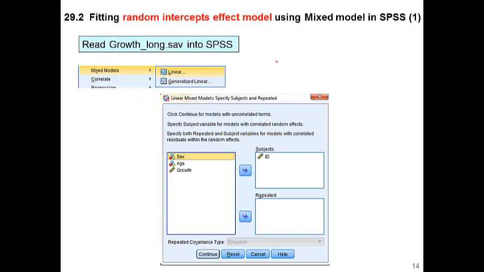So finally, let's begin to fit a random effect model using the mixed effect model. By the way, the word mixed comes from the effects being mixed from fixed effect and random effect. So the model is capable of fitting two different kinds of effects, fixed and random. That's where the word mixed comes from.